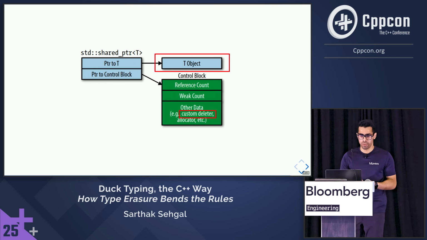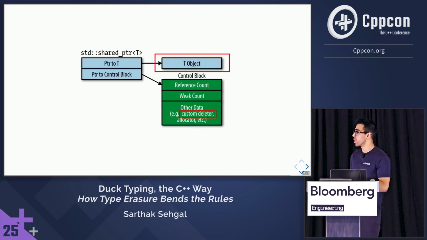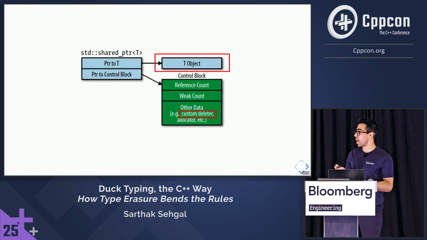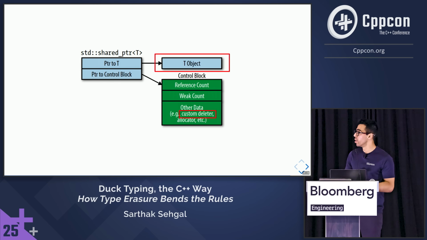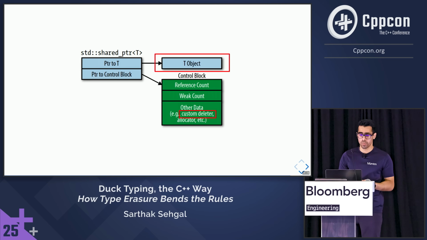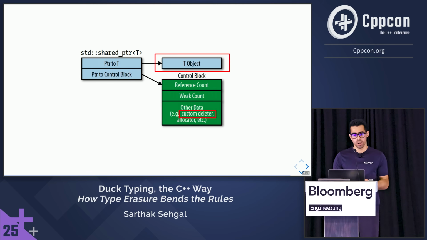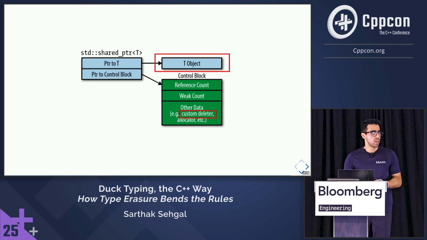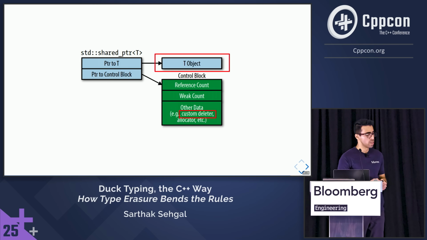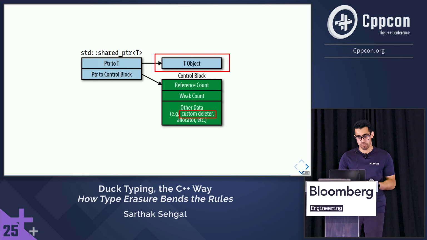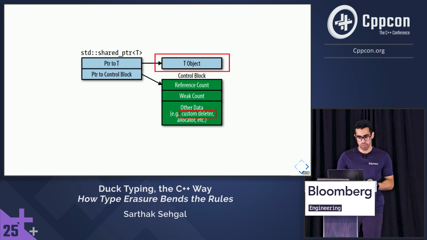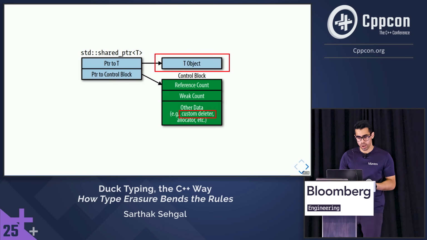So, a high-level overview of how a shared pointer is usually implemented under the hood. It has a pointer to type T, which is the template type you're passing. It stores an object of this type, and then it has a pointer to the control block. This control block has various things. It has a reference count, a weak count, and some other data. What we are concerned about here is the custom deleter. That's what we care about for this section.